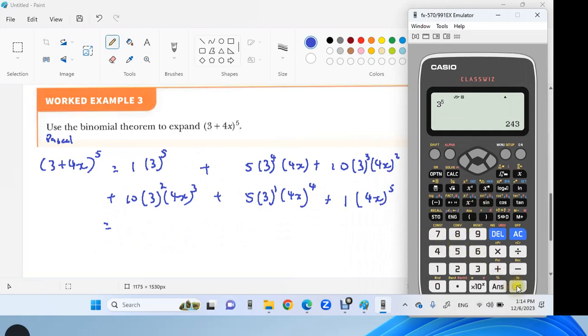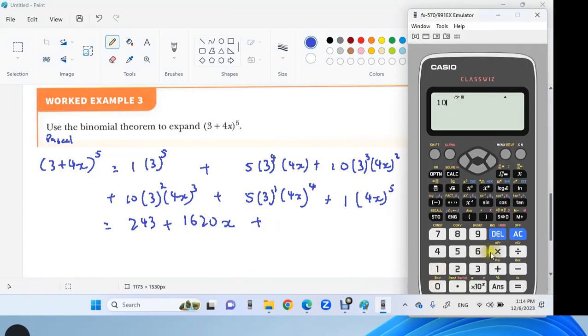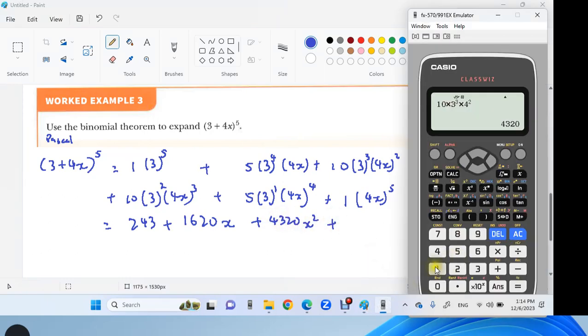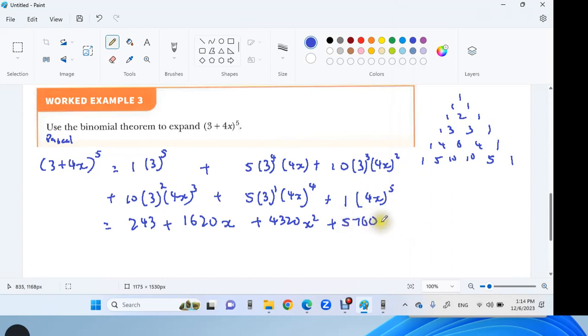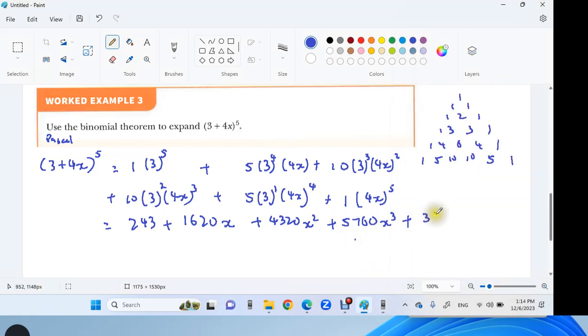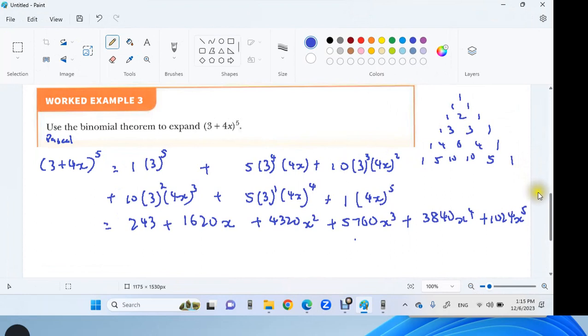So this will be the answer: 3 to the power of 5 is 243, plus 5 times 3^4 times 4, which is 1620x, plus 10 times 3^3 times 4^2, which is 4320x^2, plus 10 times 3^2 times 4^3, which is 5760x^3, plus 5 times 3 times 4^4, which is 3840x^4, and 1024x^5. 4^5 is 1024.